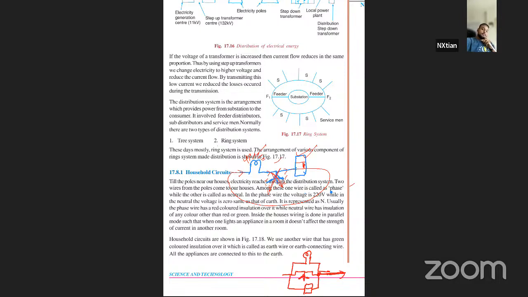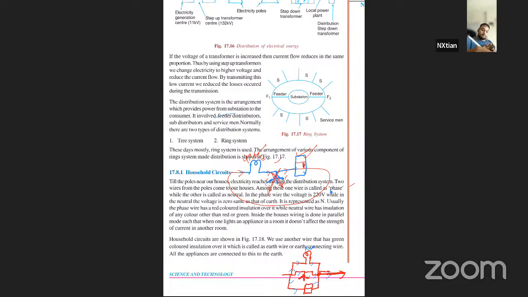Now in this type of combination, the electric current will go through the bulb, the fan, and the fridge also. So basically, in all the appliances, the electric current got divided.